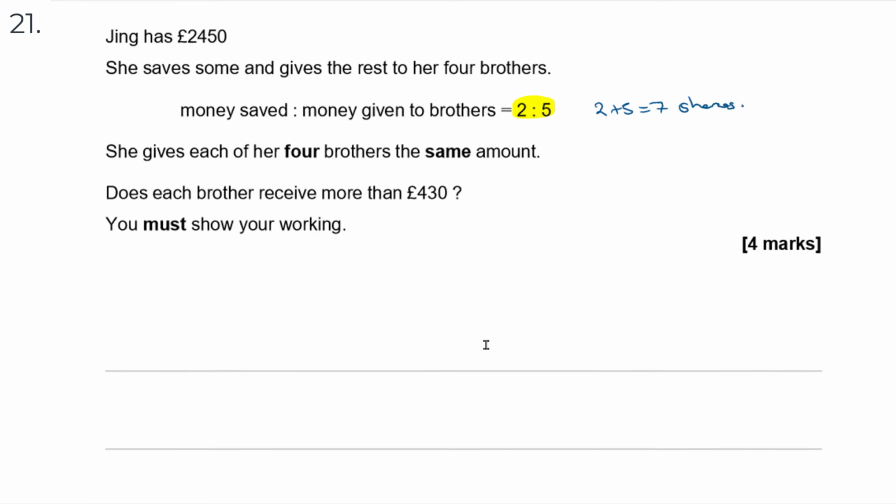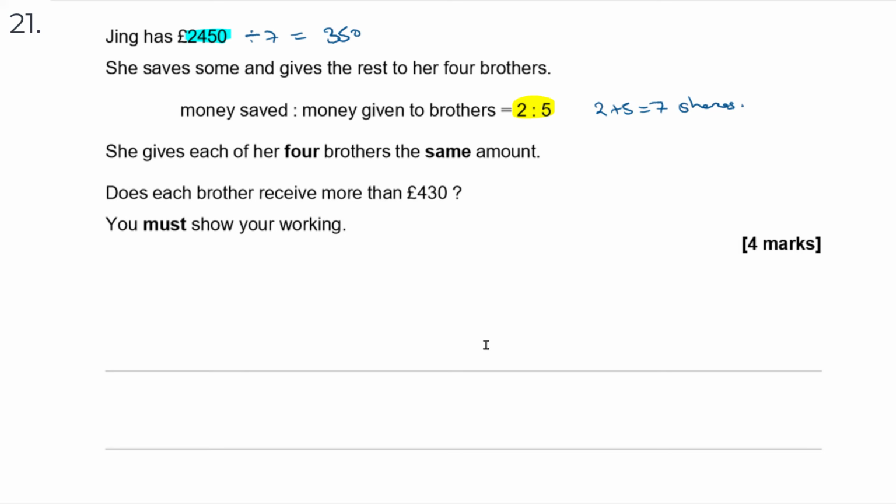So now we know the number of shares, we can work out the value of each share because we've got £2,450 to start with. So if I take that and I divide it by the number of shares, so if I divide that by 7, what's that going to be equal to? So 2450 divided by 7. That comes out to be 350. So that means each share is worth 350.